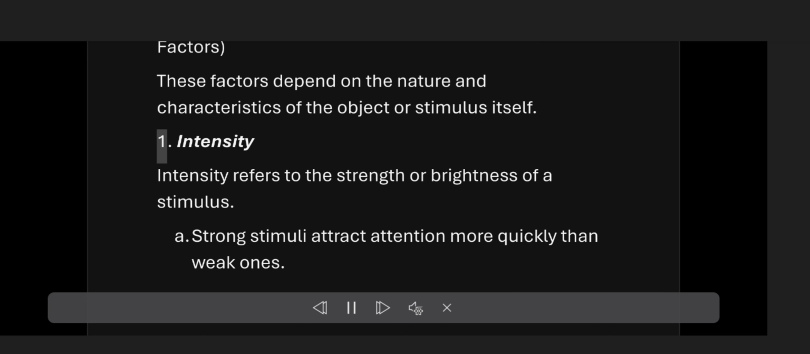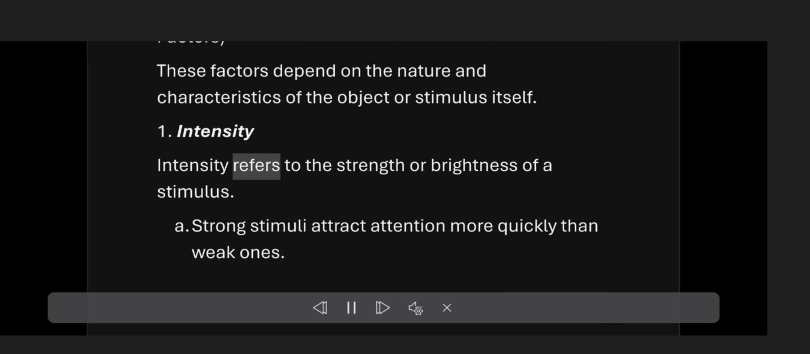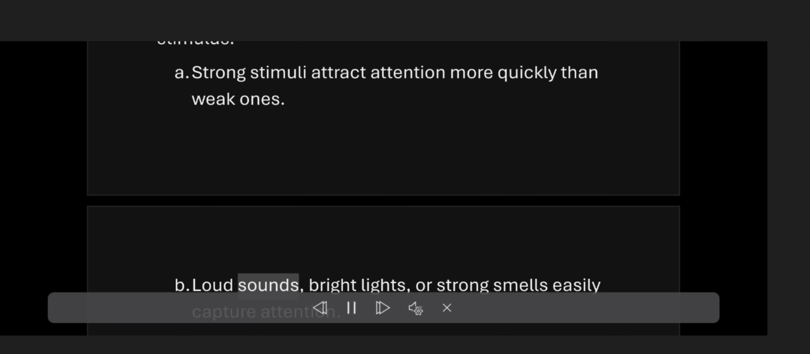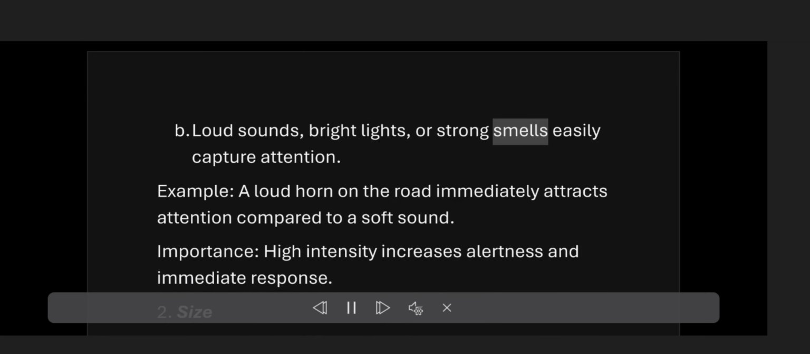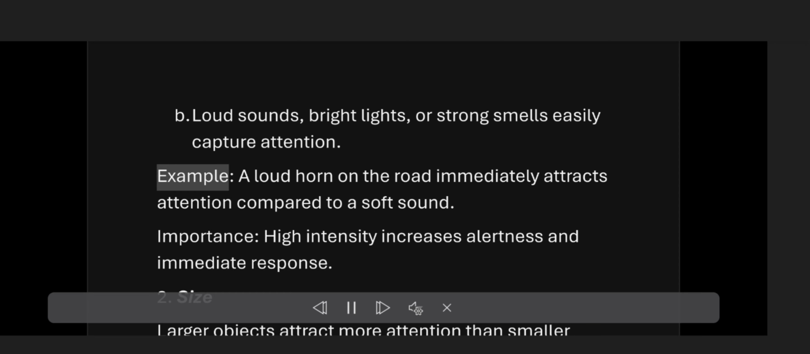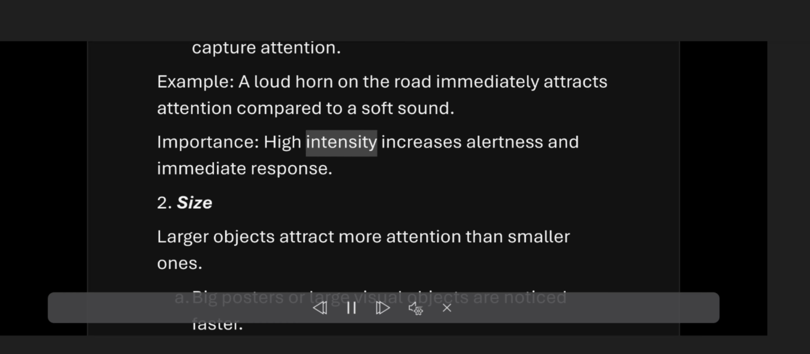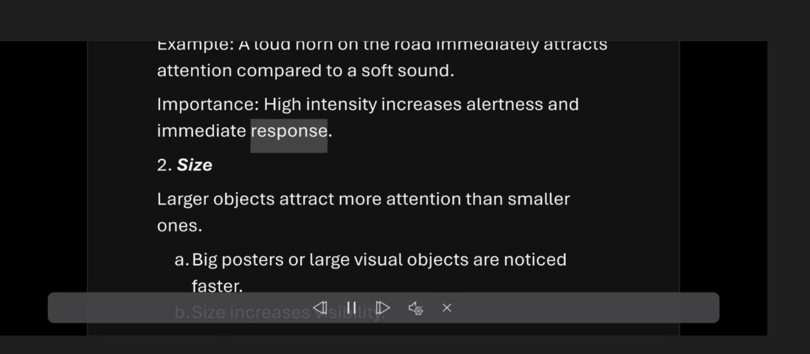1. Intensity. Intensity refers to the strength or brightness of a stimulus. Strong stimuli attract attention more quickly than weak ones. Loud sounds, bright lights, or strong smells easily capture attention. Example, a loud horn on the road immediately attracts attention compared to a soft sound. Importance: high intensity increases alertness and immediate response.